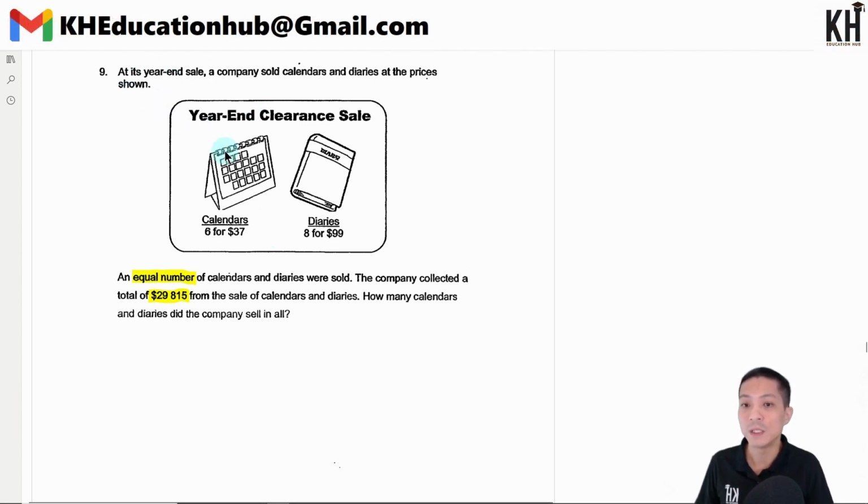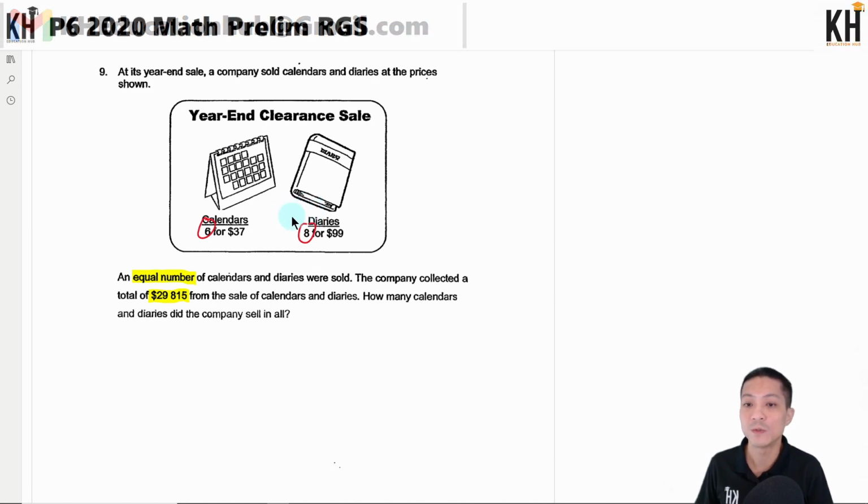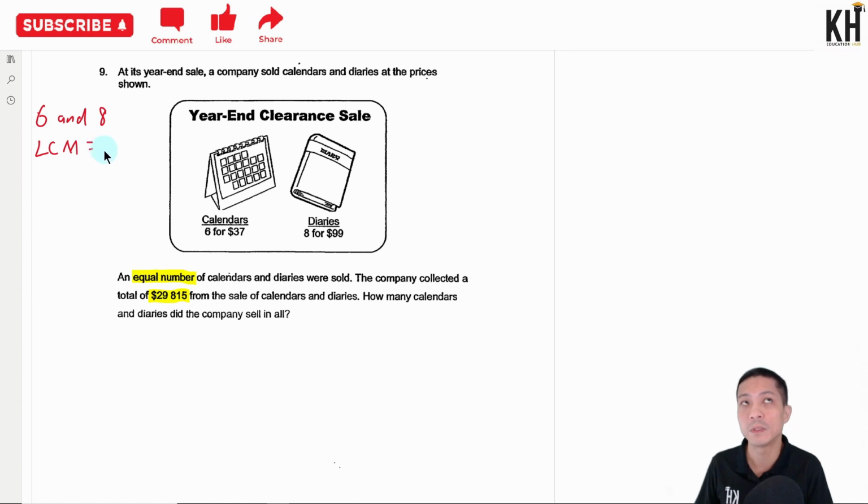Okay, how many calendars and diaries did the company sell in all? So when you see equal number, right, the first thing is to find out, okay, for equal number of calendars and diaries, how much is it? So between 6 and 8, the lowest common multiple is 24, right?